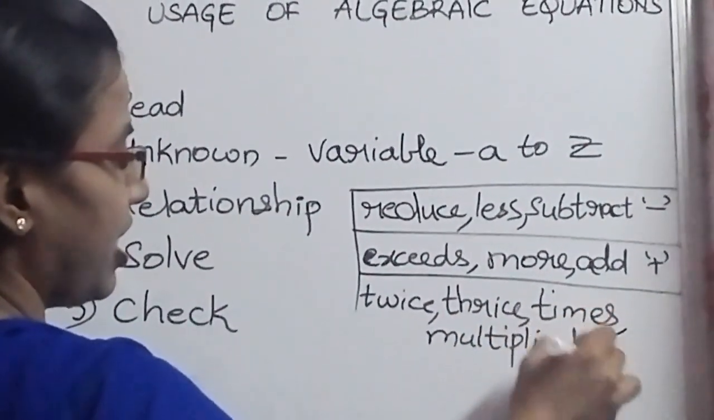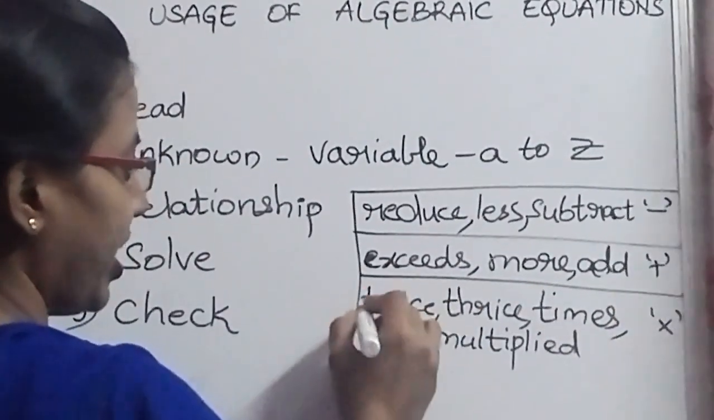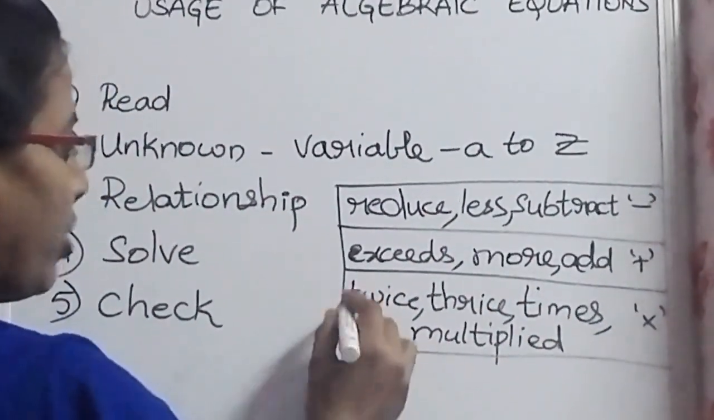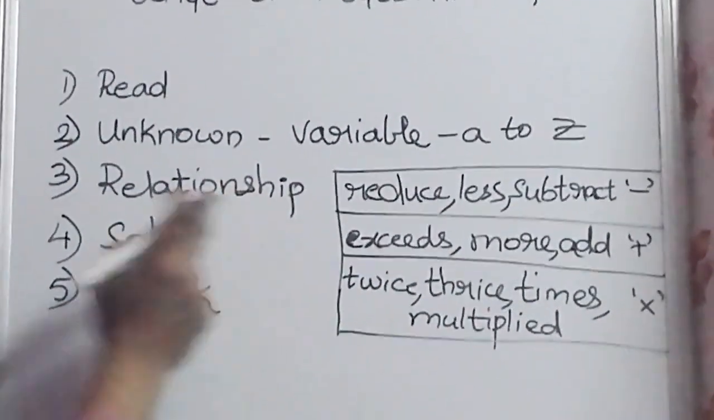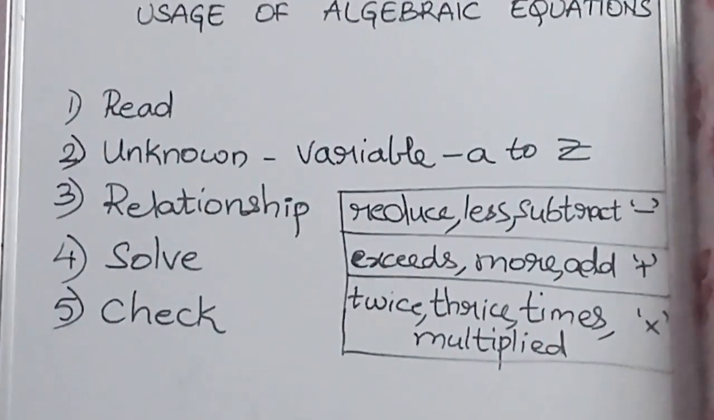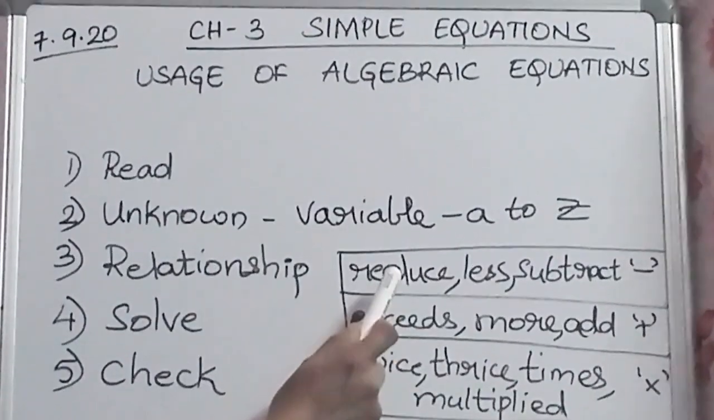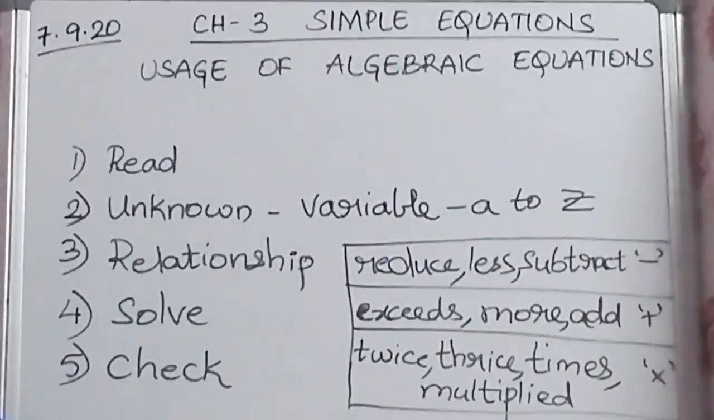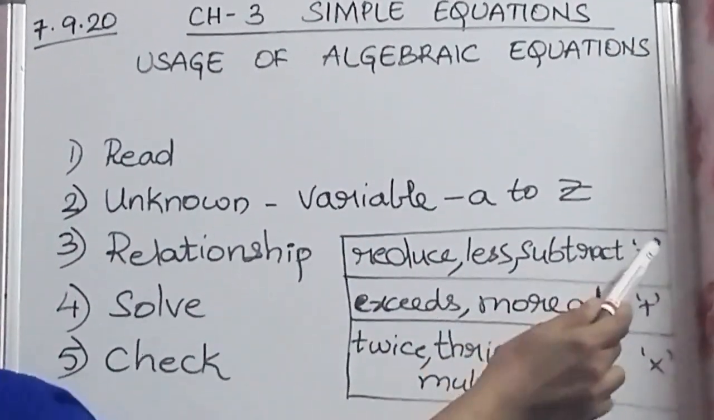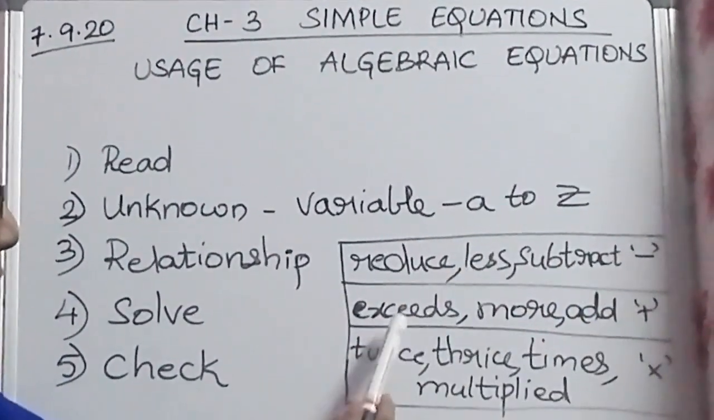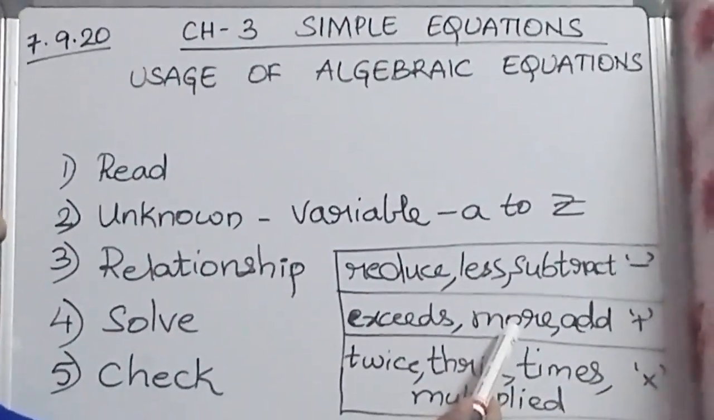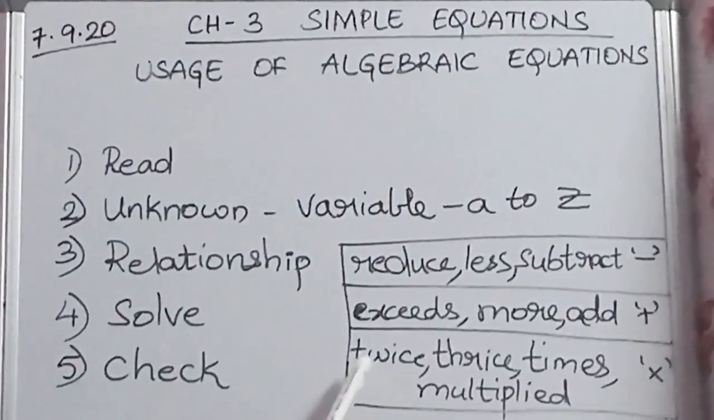For all these terms, you should use multiplication. This is going to help you when you are writing the relationship. When you read the question, you may find these terms in the question. If the word reduce is there, you should do subtraction. Less, then subtraction. Subtract means subtraction. Exceeds, addition. More, addition you should do.